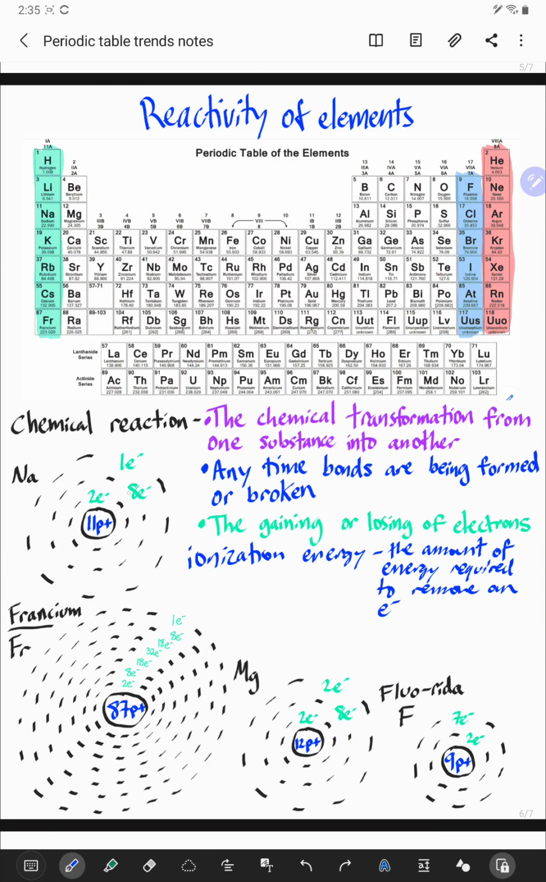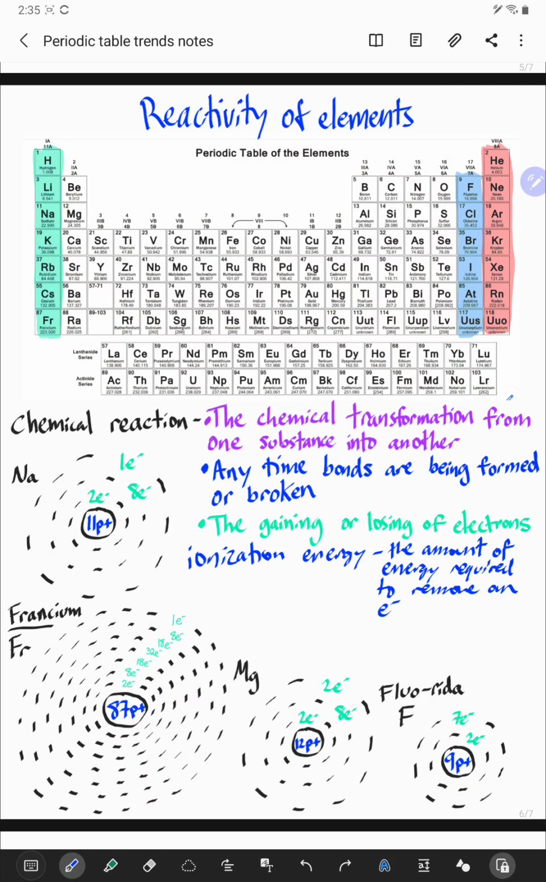There's also not very much electron shielding. It only has 2 layers of electrons shielding it from the nucleus. But if I compare that to francium down here, francium has 7 electron shells. So this electron right here is pretty darn far from the nucleus. So that is not going to help things.